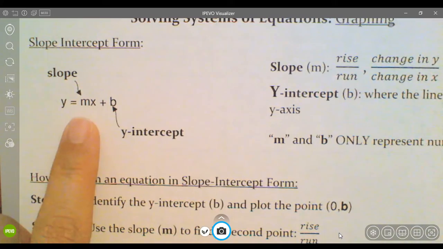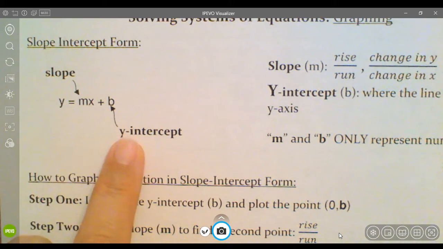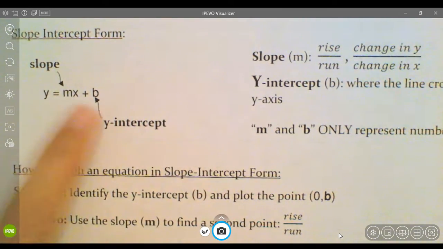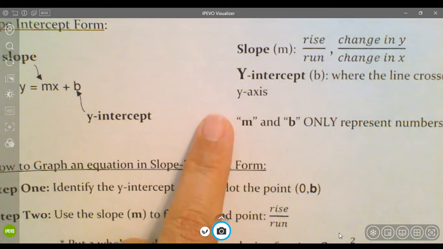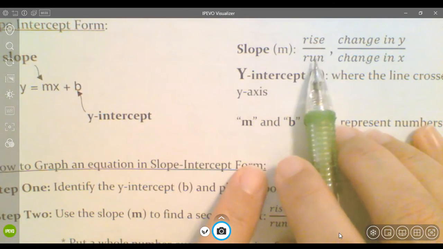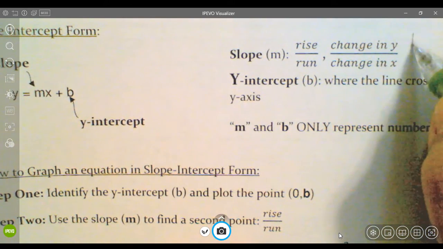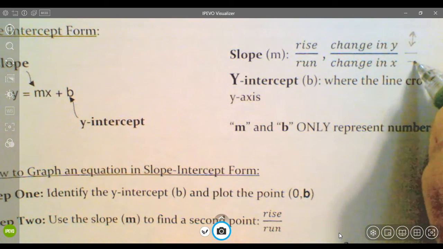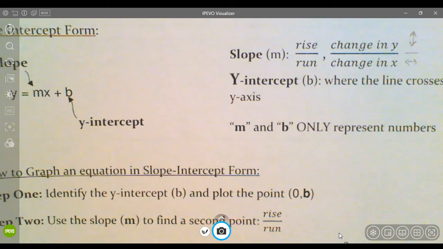So remember, this is your slope-intercept form, y equals mx plus b. M is your slope, the y-intercept is b, the constant, okay? So whenever we talk about slope, we talk about this as rise over run. It's the change in y divided by the change in x. It is how far you go vertically divided by how far you move horizontally. And remember, directions matter. They could be positive or negative.